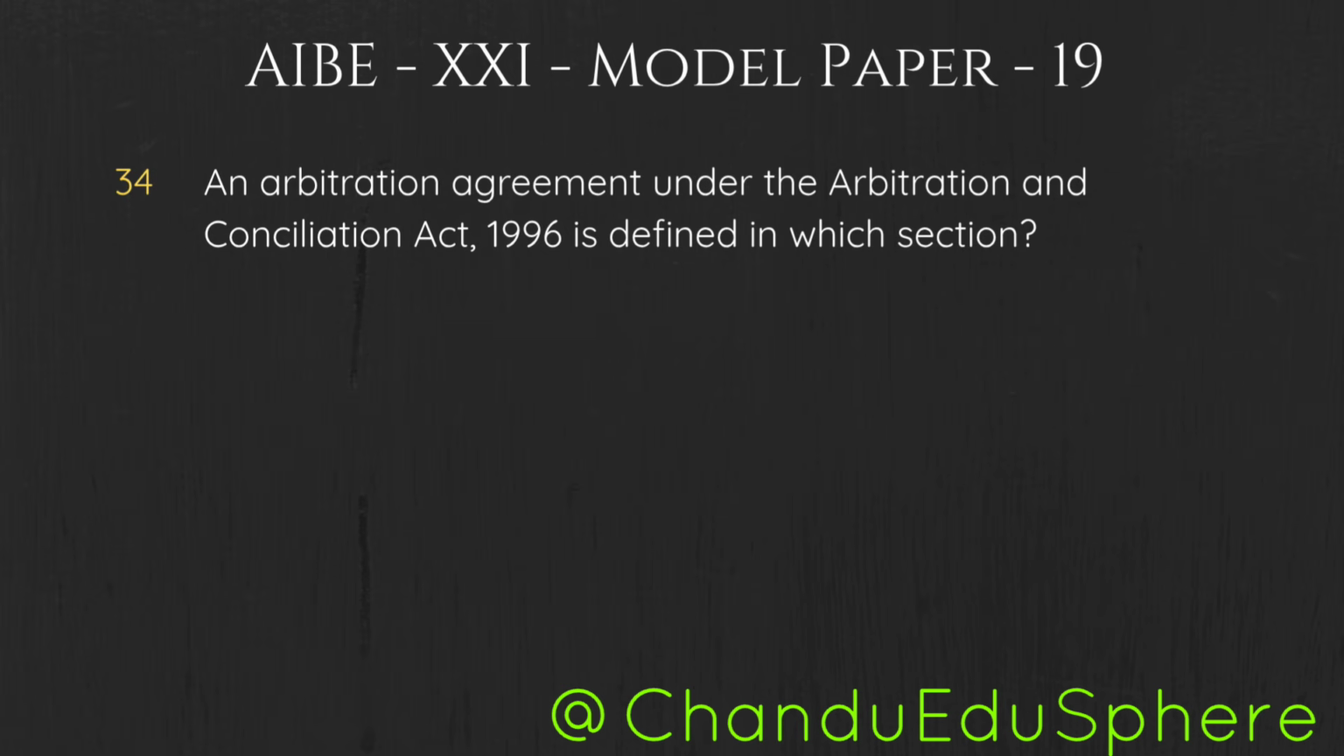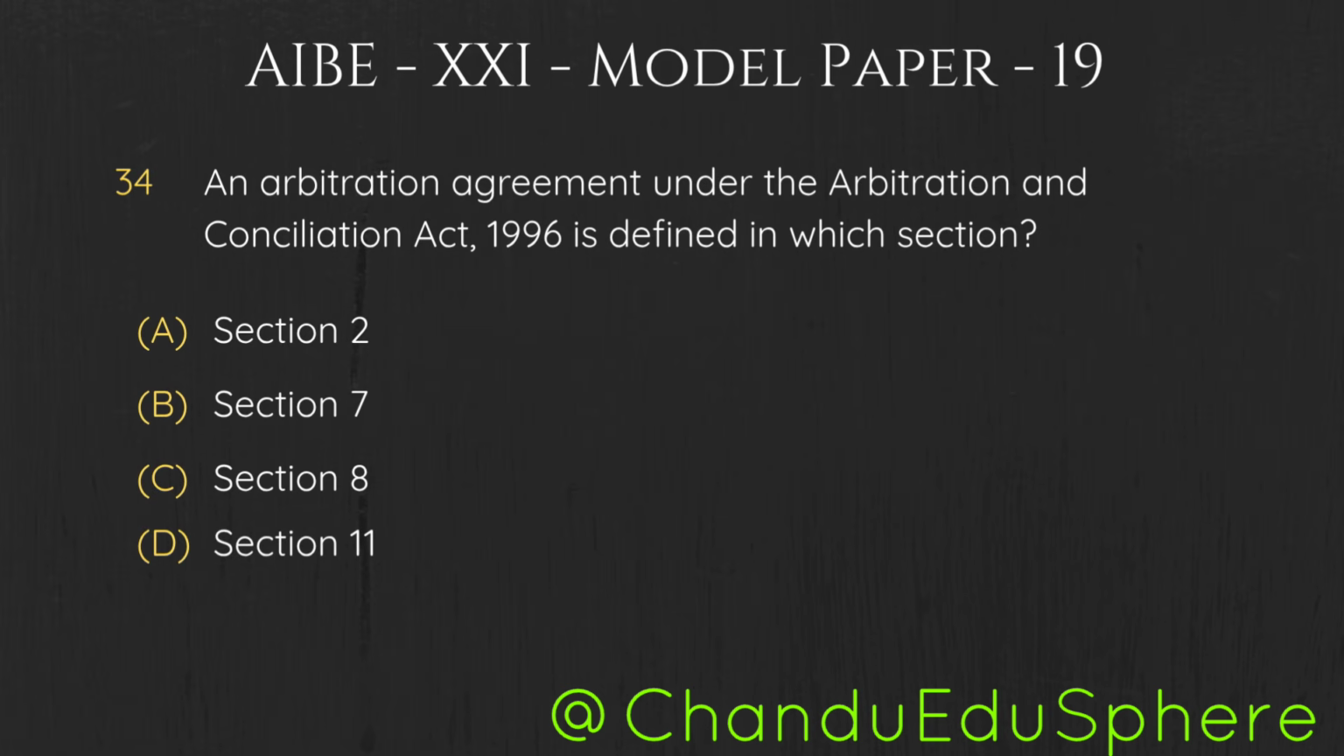An arbitration agreement under the Arbitration and Conciliation Act 1996 is defined in which section? Section 7 of the Arbitration and Conciliation Act 1996 defines an arbitration agreement as an agreement by the parties to submit to arbitration all or certain disputes which have arisen or may arise between them, and requires it to be in writing.